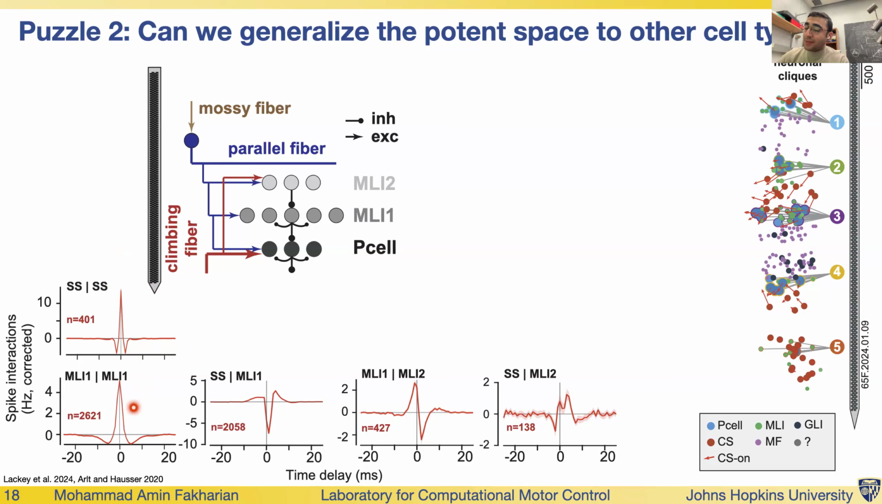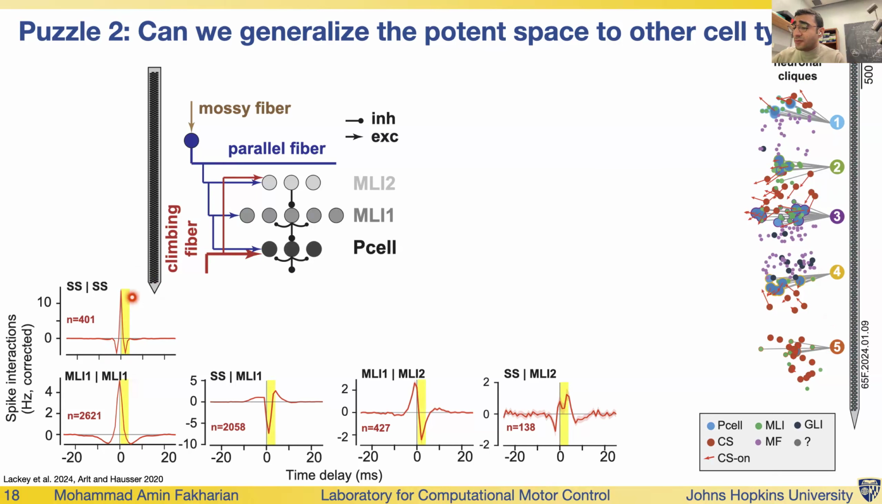MLI1s, we know that they have electrical coupling with each other and similar synchrony, but with wider responses. And we know that the MLI1s suppress simple spikes within a millisecond, as can be seen here. And MLI2s suppress MLI1s within a millisecond. And in turn, MLI2s disinhibit the simple spike. So this is how we identify MLI1s and MLI2s alongside the simple spikes, in addition to the location information, the layer structure that we have here.